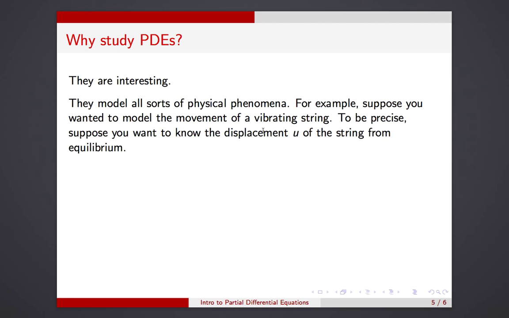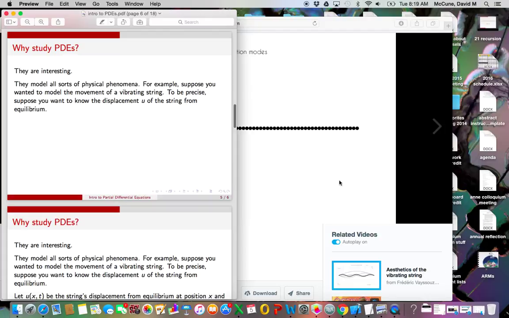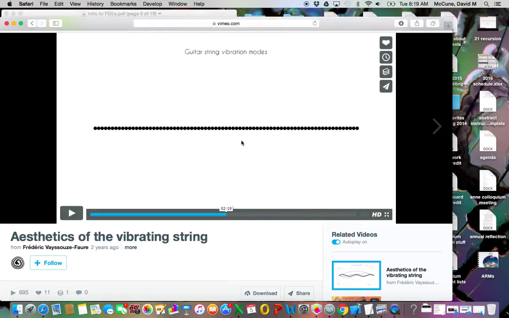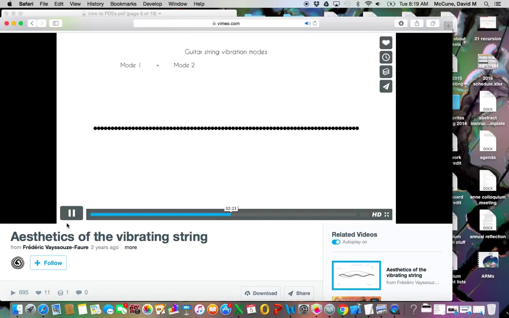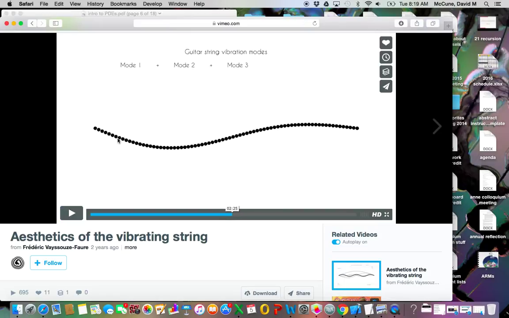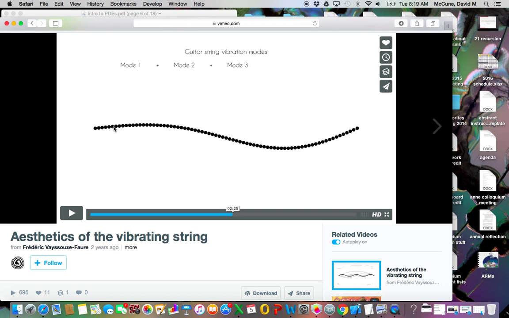You want to know the displacement of the string from equilibrium. So just to give you a visual here, this string right now is in equilibrium. If you pluck this, then it will move, right? So if you want to know where this particular black dot is, let's just watch it move. So now this black dot is at, say, -2 or something. You measure downward displacement as negative, but as it goes up, now it's at displacement 0.5 or something.